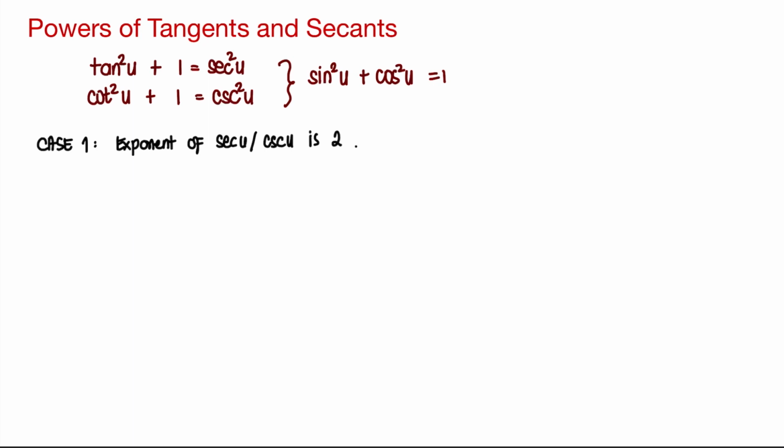In substitution, the new variable must be replacing tangent u so that the differential is secant squared u du. Or if the function is cotangent of u, then the differential is cosecant squared u du. But remember, it's negative.